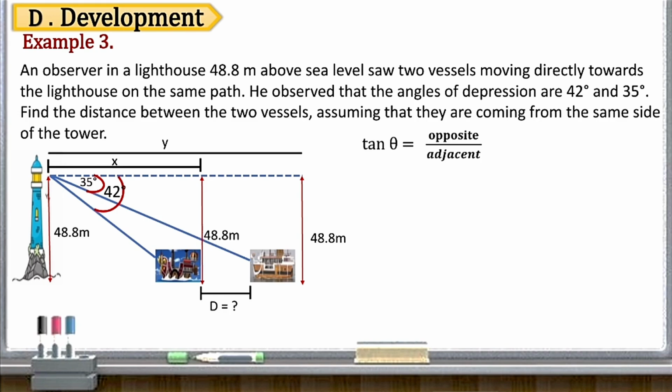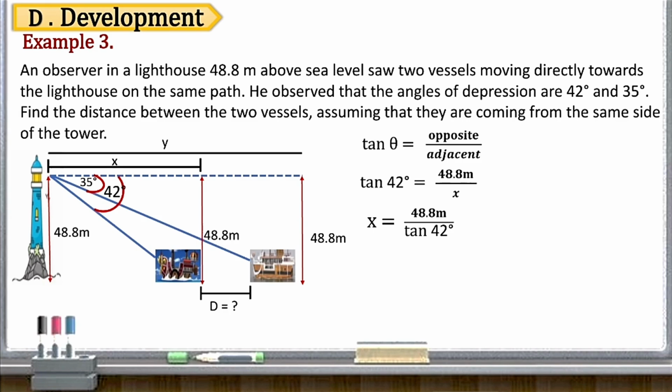So substitute natin. So magiging tangent 42 degree is equal to 48.8 meters over x. So gagamitan lang natin ito class ng multiplication property of equality. Pagkatapos nun, division property of equality naman, katulad lang ng ginawa natin sa example number 1. So balikan na lang class kung nakalimutan. Bale, shortcut ko na dito. So magiging x is equal to 48.8 meters over tangent 42 degree.